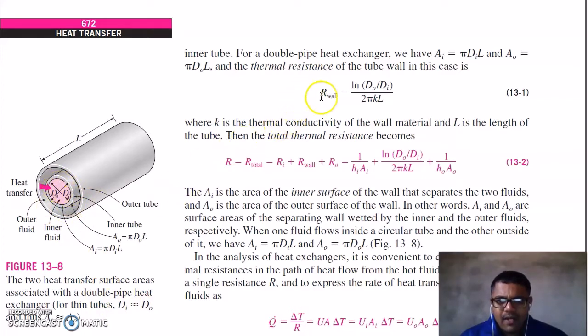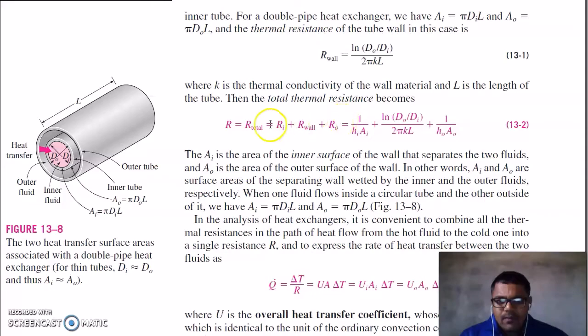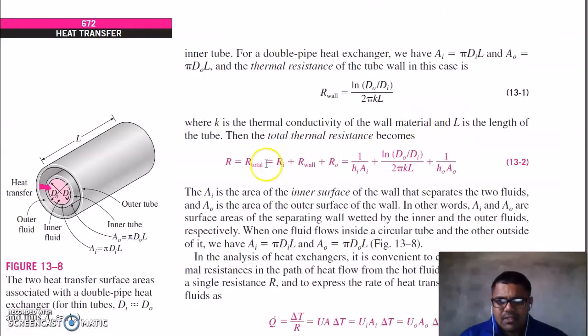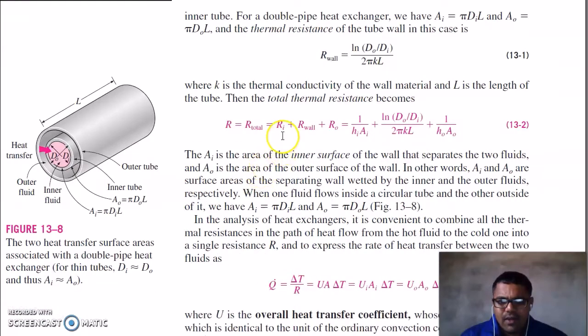Now we know from conduction that the thermal resistance of the wall is equal to log d_o by d_i divided by 2 pi k L. Now these three resistors are in series, so add all these three resistors. That total resistance will be equal to inner resistance plus wall resistance plus outer resistance, which is the convective resistance, the conduction resistance in the cylinder wall, and your convective resistance at the outer wall.